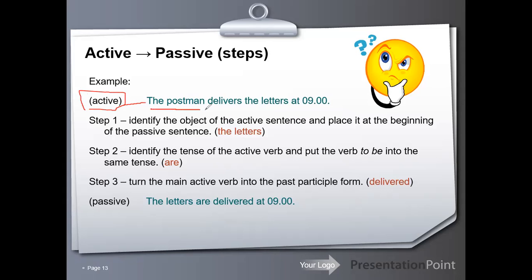Tenemos quien hace la acción, tenemos el verbo y tenemos el objeto, okay? So, the first step to identify active from passive is identify the object of the active sentence. El cartero entregó, ¿el que entregó el cartero? Las cartas. Ah, entonces eso le vamos a llamar object. Ya lo identificamos. Ese es el primer paso, miren. Identify the object of the active sentence.